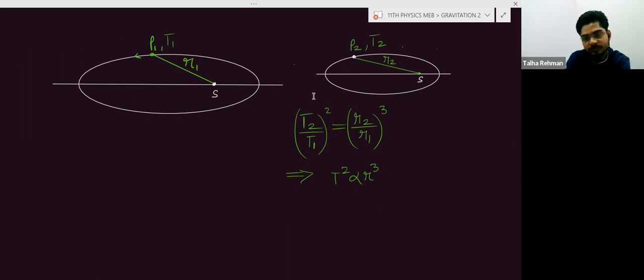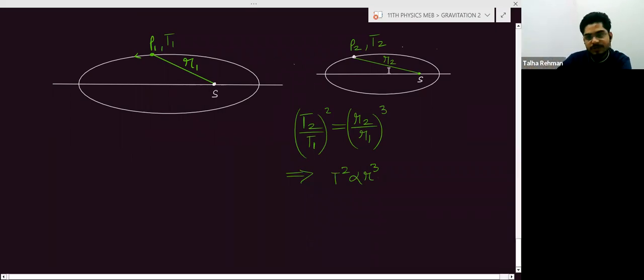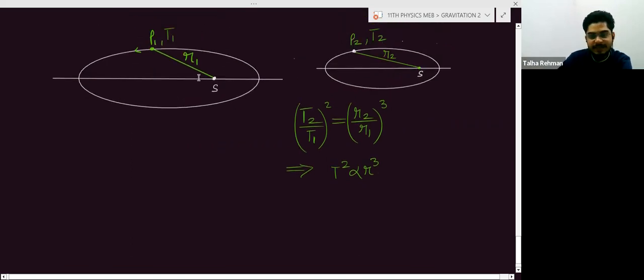So this is the third law. But there is one more point here. This R is not constant. When the planet will be somewhere here, this R will change. So basically, this is true when we are considering the motion of the planet as circular motion. Okay. Exactly, it will be like this.